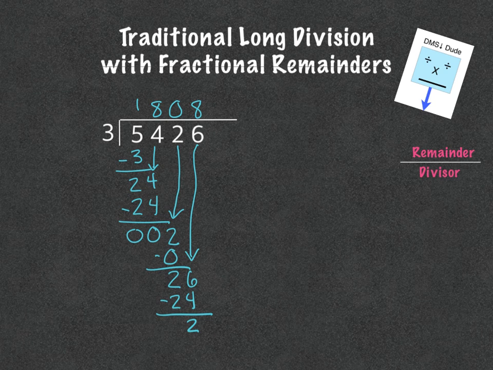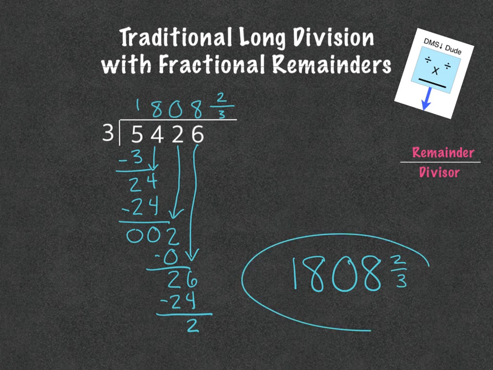Okay, we're ready for our remainder. So we have a 3 as our divisor, and we have a 2 as our remainder. So our final answer will be 1,808 2/3. Okay, thanks guys.